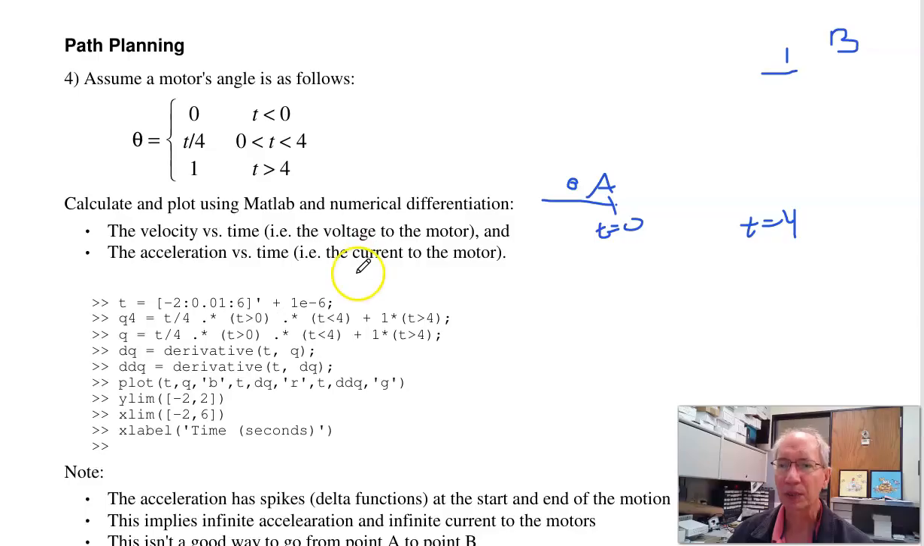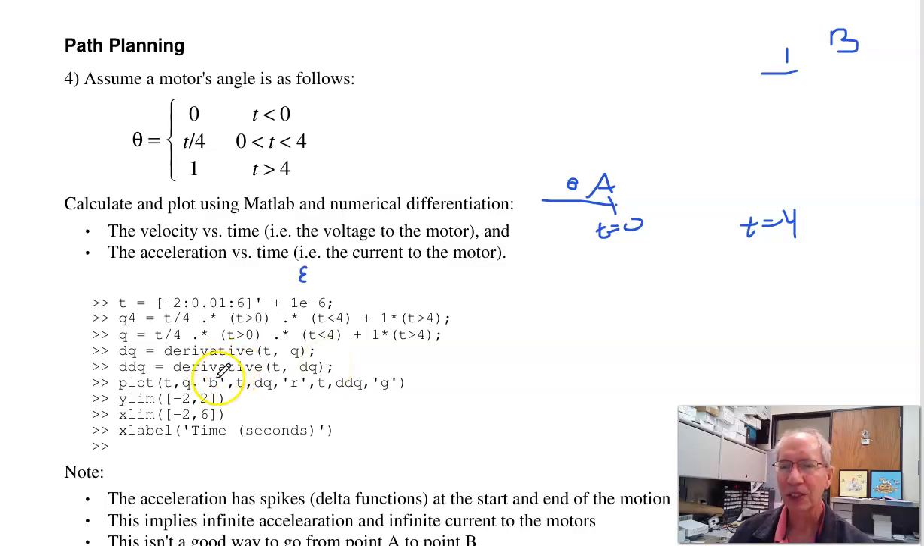So I can do that in Matlab. Let's just input time going from -2 to +6, steps of 0.01, and I'm going to offset it by epsilon. The reason to do that is I don't want to have to worry about these greater than or equal signs. If I perturb it by a little bit, it's never equals. Then the angle is t/4 for t between 0 and 4, and it's 1 for t bigger than 4. And again, I don't have to worry about equals because of that perturbation, epsilon. So there's q. The derivative is just the derivative of t and q. The second derivative is the derivative of the derivative.